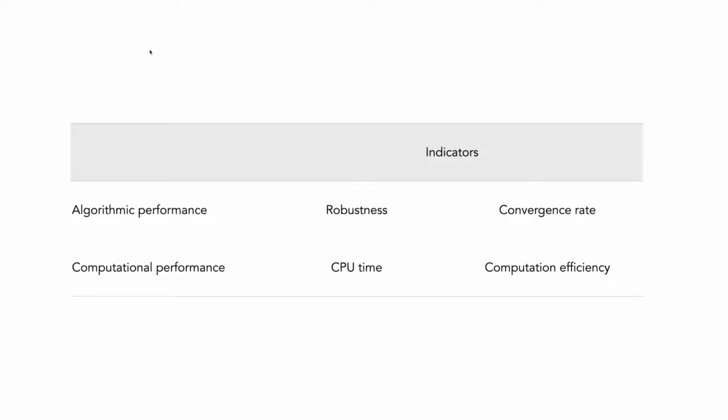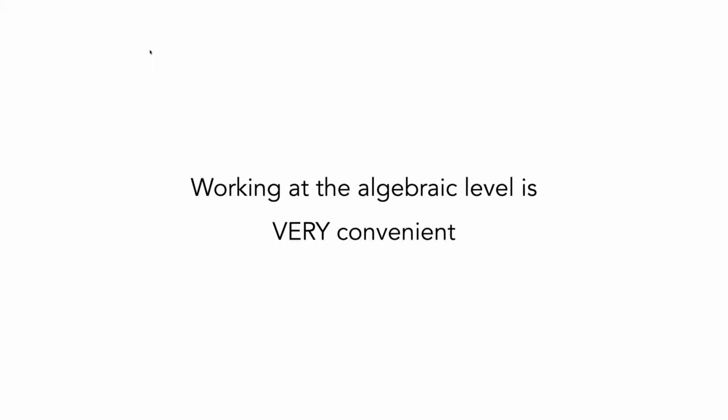The performance indicators we are using for the algorithmic part will be based on the robustness of the algorithm and the convergence rate. Robustness is the sensitivity to the external parameters needed to reach convergence. Regarding computational performance, we are going to use the CPU time to solution and the computational efficiency. So I will try to go a bit fast on this.